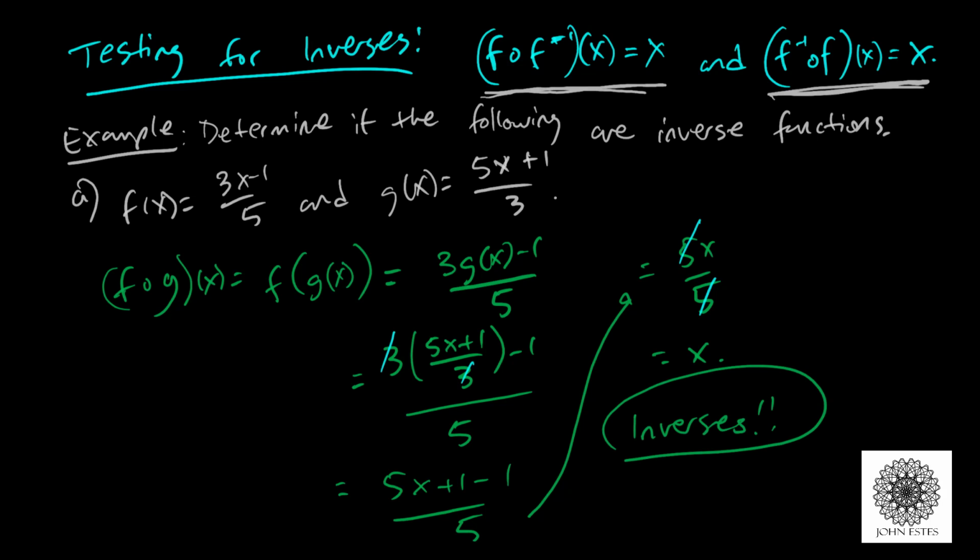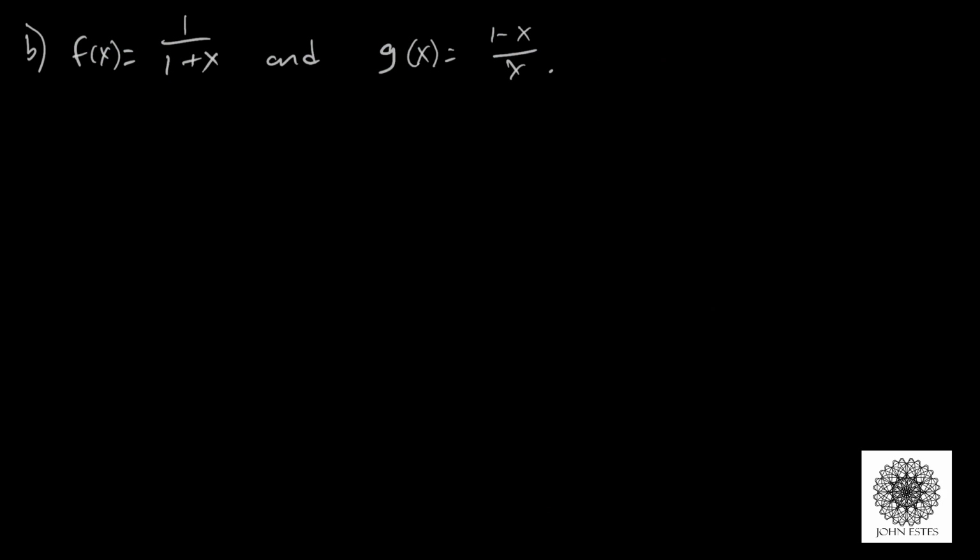Just for practice, let me show you another one. Okay, so for part B, we have f of x is 1 over (1 plus x), and g of x is (1 minus x) over x. Are these inverses is the question. So here we need to just compose them. And this time, just for fun, I'm going to compose them in the reverse order, which means I'm going to take the g function and plug f in anytime I see an x, which looks like (1 minus f of x) over f of x.